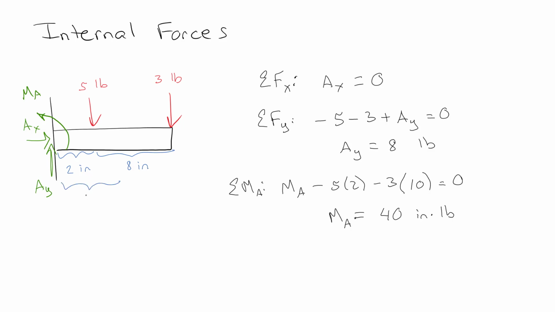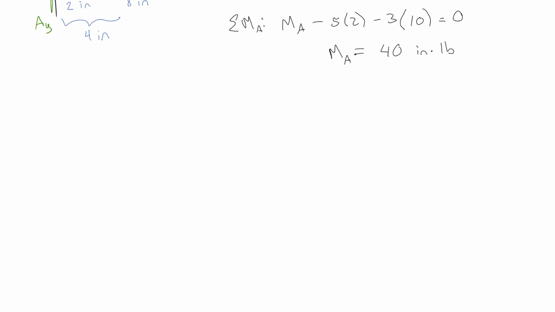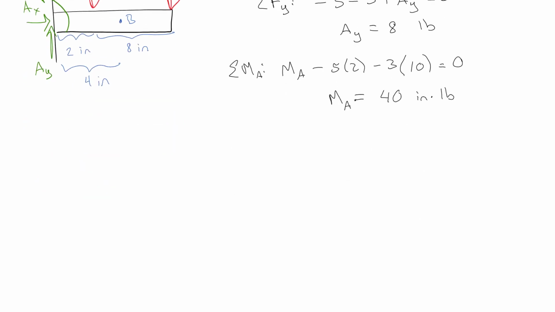So let's pretend that we're 4 inches in, and let's look at this point B. So the question is, what's happening at point B? Okay, so there's a couple of ways to think about it, but I like this one the best. If I've got B, it's kind of like method of sections. I'm going to cut here, and then I'm going to cut it on the other side.